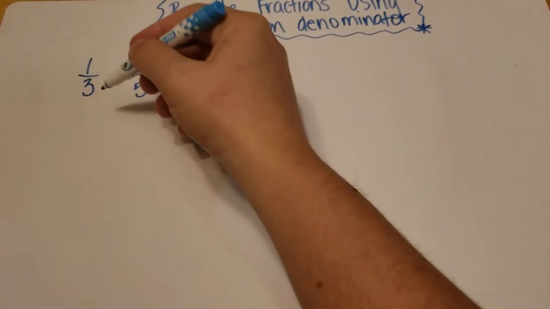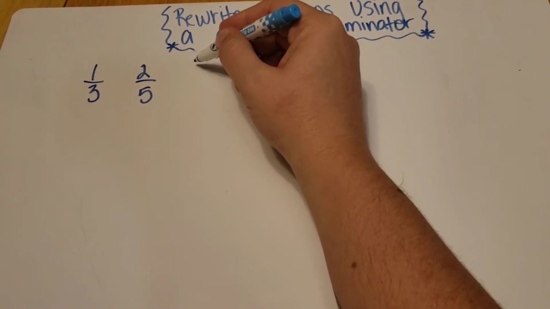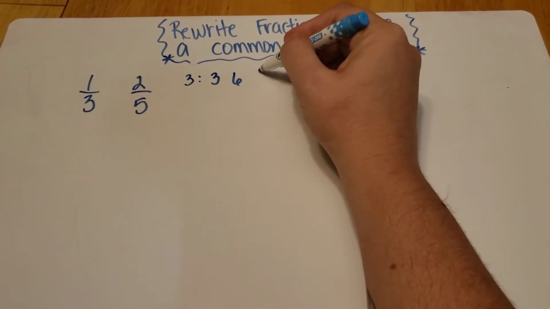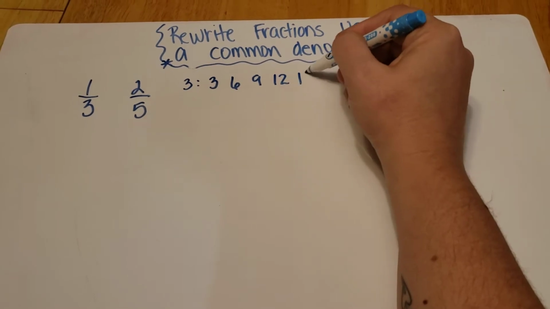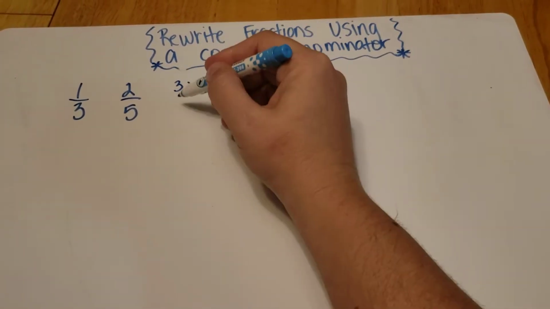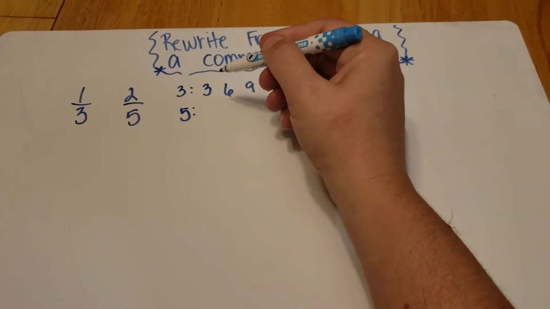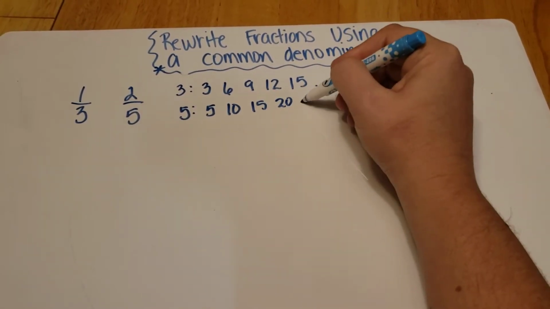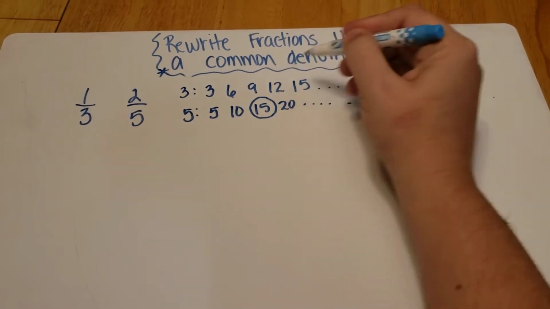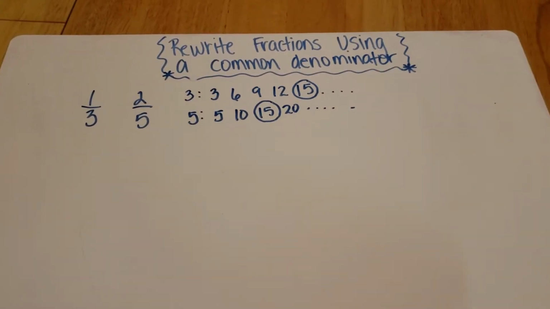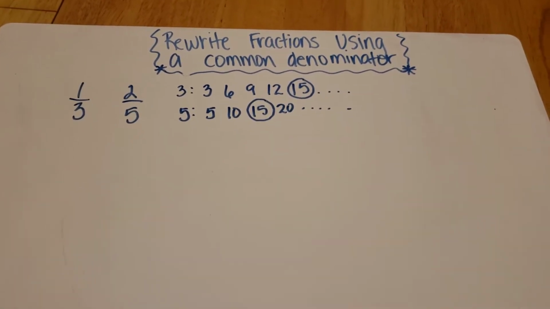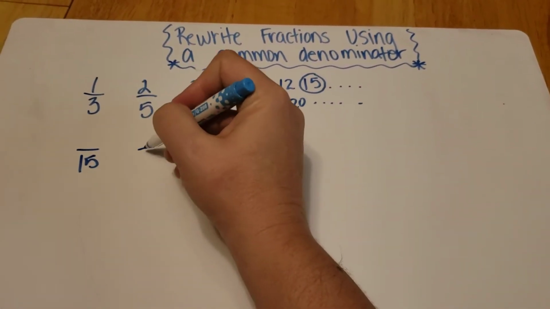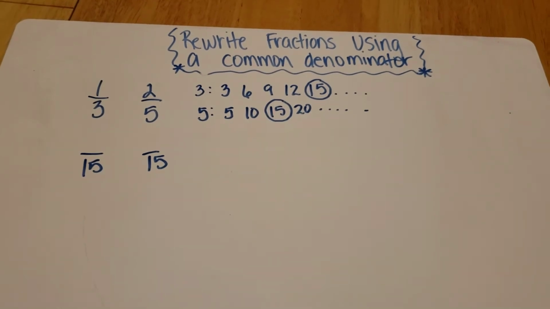So our first step is to go ahead and write down the multiples of each of those denominators. We have 3, and those multiples are 3, 6, 9, 12, 15, and we could keep going on and on. Our other denominator is 5, and so those multiples are 5, 10, 15, 20. Well, I know I can stop because look at that. They both have 15 as a common multiple, and that is the smallest multiple that they have. Okay, so I'm going to use 15 as my new denominators, okay?